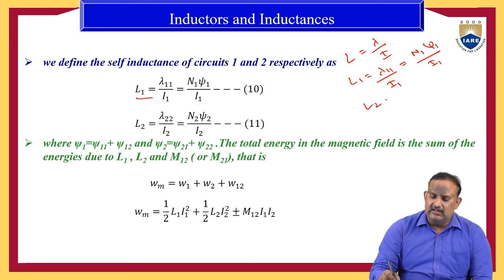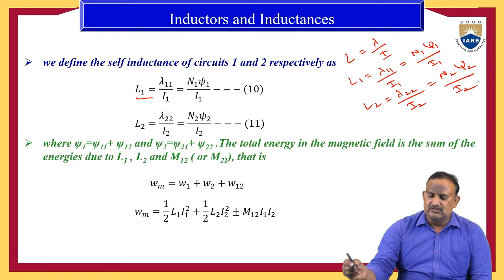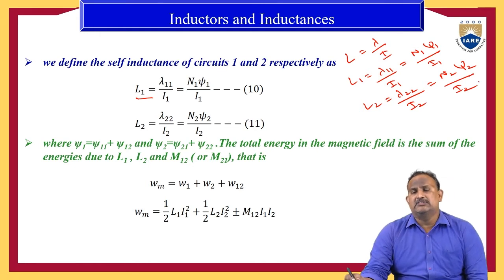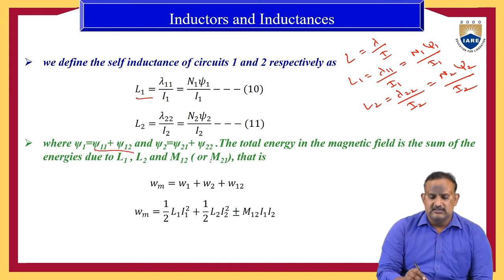Similarly, we can define L2. L2 is equal to lambda 22 by I2, which is equal to N2 into psi2 by I2. So here psi1 and psi2 are the fluxes, where psi1 is equal to psi11 plus psi12, and psi2 is equal to psi21 plus psi22.